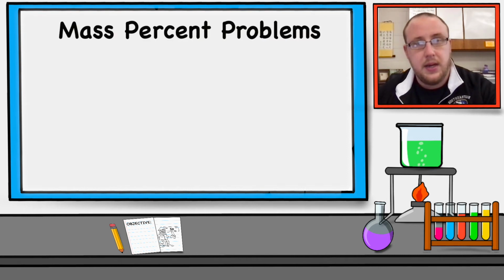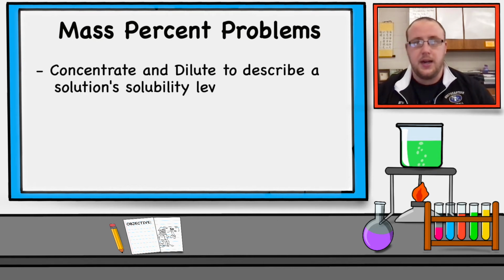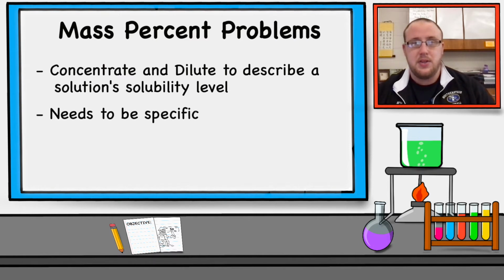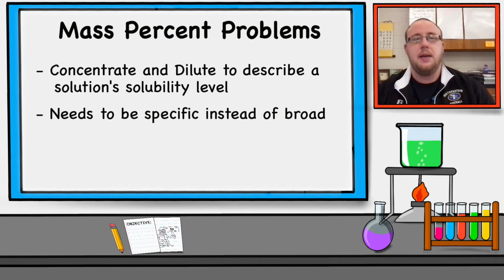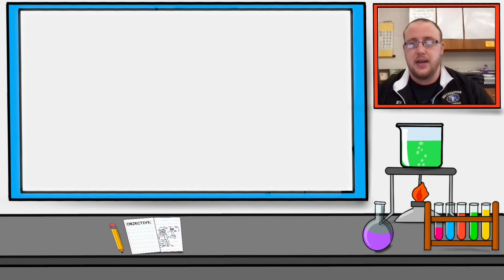Today, we're going to continue our discussion on solubility and dealing with different ways to measure solubility. Though we can use the terms concentrated and dilute to describe a solution's solubility level, sometimes this broad terminology will need to be switched out for something more specific. The way we specifically describe a solution's composition is by mass percentage. The mass percent is the expression of mass of a solute present in a given mass of a solution. This video is going to be completely math oriented, so let's go ahead and dive into this.